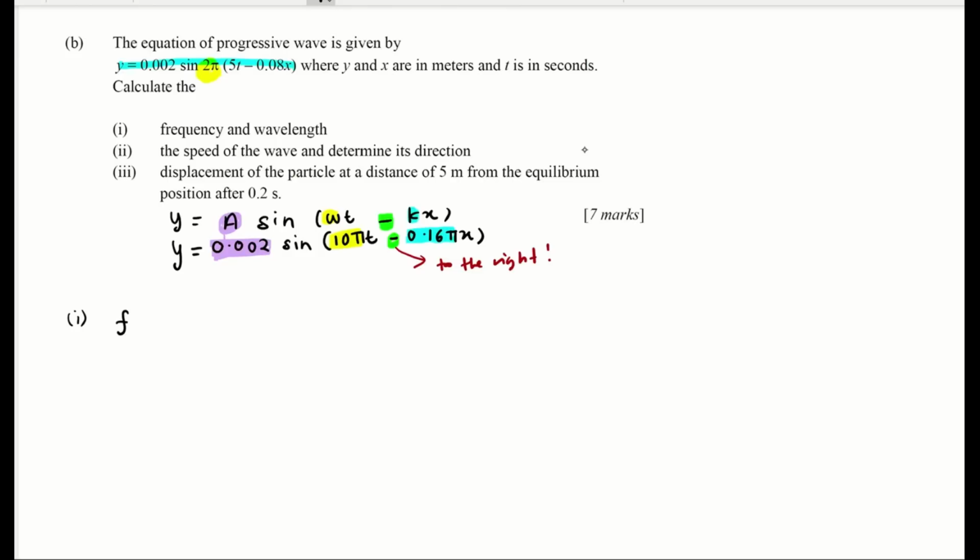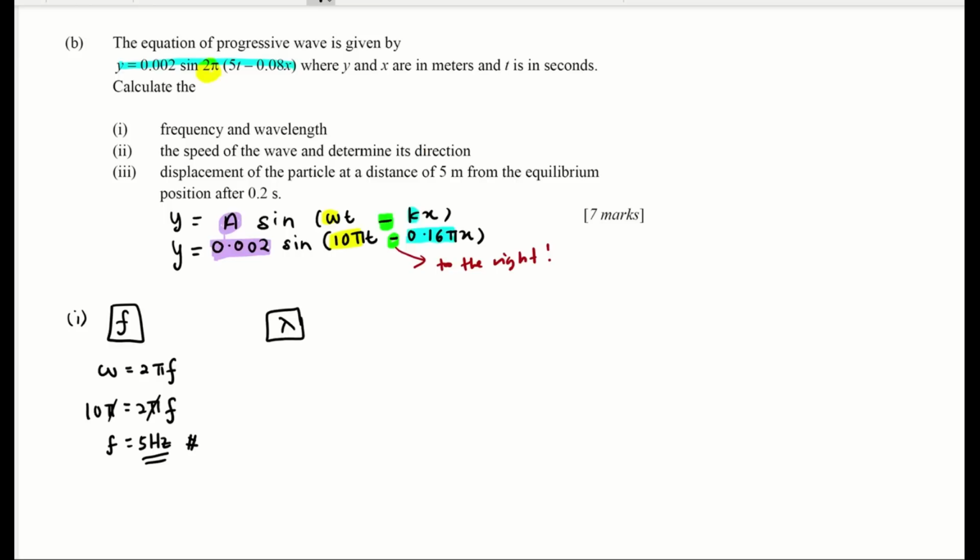So remember, in order to calculate the frequency, we can use information from omega, where omega is equal to 2 pi f. So in this case, from the equation earlier, the yellow part, we get the value of omega, which is equal to 10 pi. Therefore, we can find the frequency is equal to 5 Hertz. Okay, very easy.